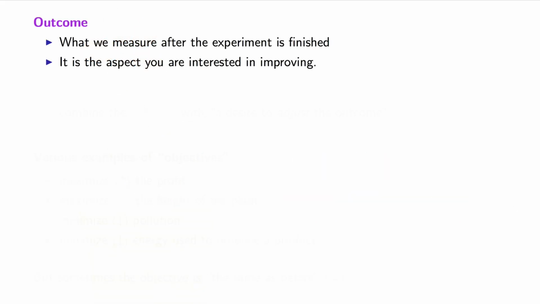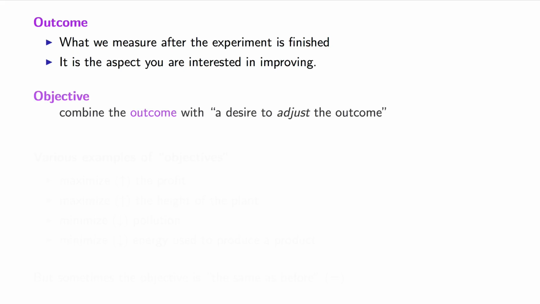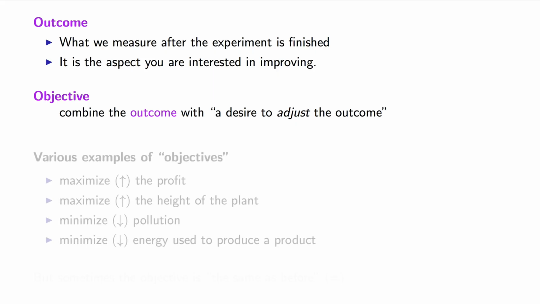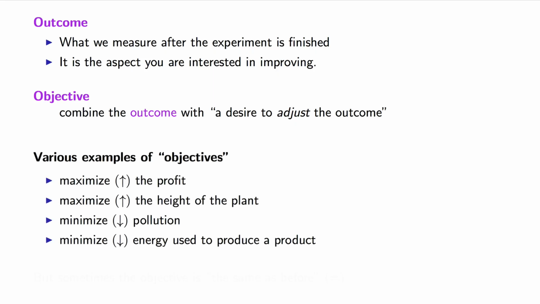When we combine an outcome and the need to adjust the outcome, we get what we call an objective. In other words, outcome plus a desire to adjust the outcome equals the objective. Here are some examples of objectives. Maximize the height of a plant. Minimize the amount of pollution. We most often want to maximize or minimize our outcomes, but sometimes we want our outcome to remain the same even though we are changing the factors.